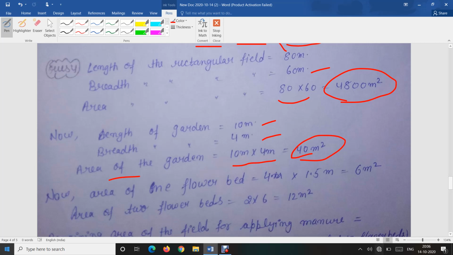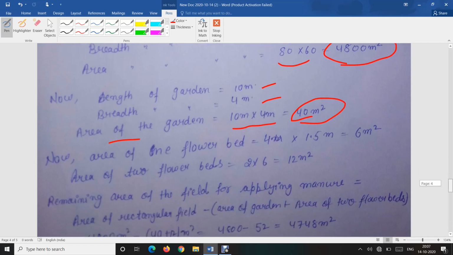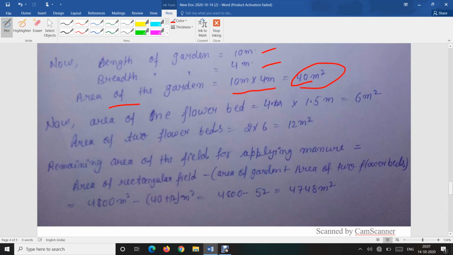Now time to find out the area of flower bed. So firstly we are finding out the area of only one flower bed. After finding out the area for the one flower bed, we can multiply the area of one flower bed by 2. In such way we find out the area of the 2 flower beds. So area of one flower bed is 4 meter by 1.5. 4 meter is length and 1.5 is breadth. So 4 multiplied by 1.5 is 6 meter square. So area of 2 flower beds, obviously 2 multiplied by 6, which gives 12 meter square.